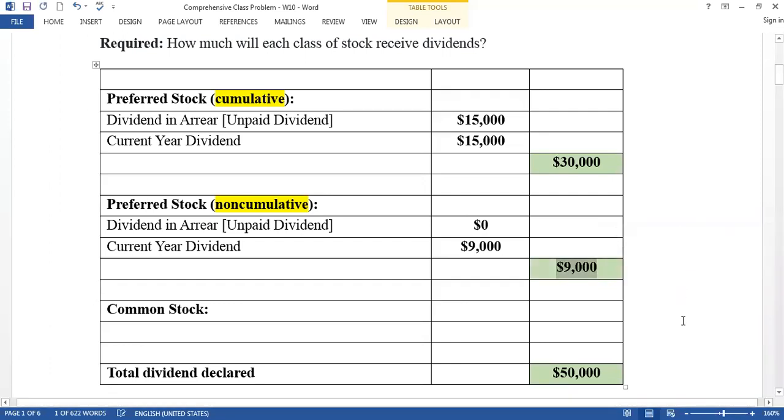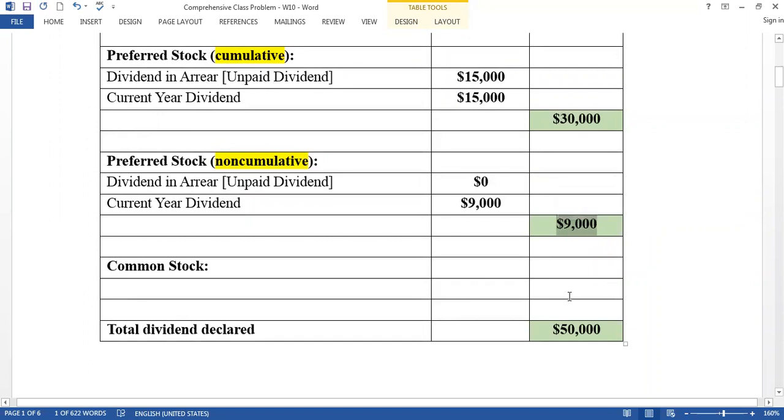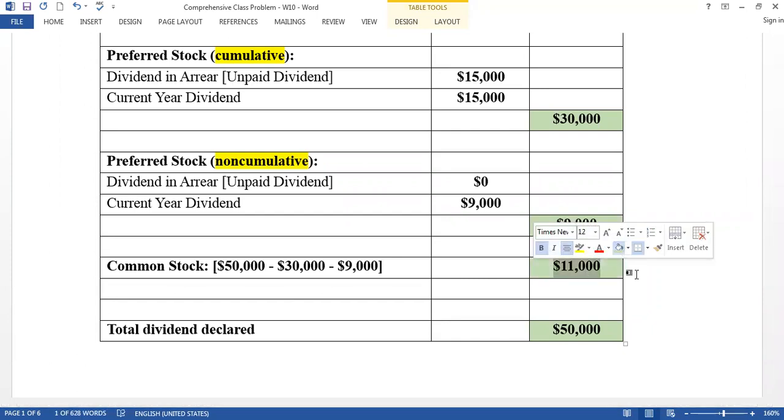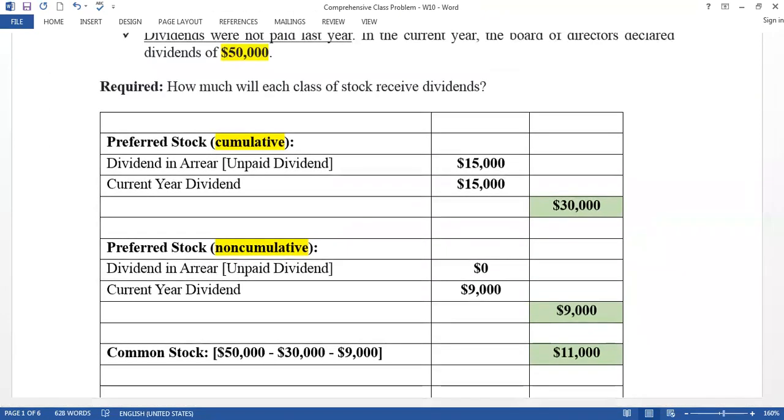So again, total is $50,000 dividend. The cumulative preferred shareholder will receive 30,000. Then preferred stock non-cumulative will receive 9,000, and the remaining is 50,000 minus 30,000 minus 9,000, which is $11,000. $11,000 goes to the common shareholder. So look, total $50,000, right? $30,000 goes to cumulative preferred stock, $9,000 goes to non-cumulative preferred stock, $11,000 goes to common stock. Total $50,000, right? So this is about question 1.